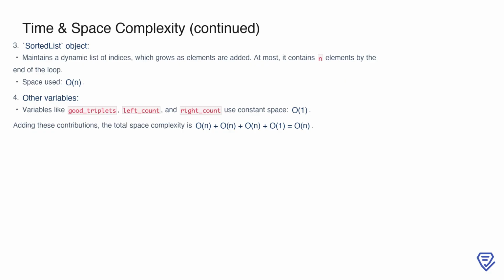When we add these components together, the total space complexity is O(n) from the POS array, O(n) from the transformed array, O(n) from the sorted list, and O(1) from the other variables. Summing these values gives us a total space complexity of O(n).